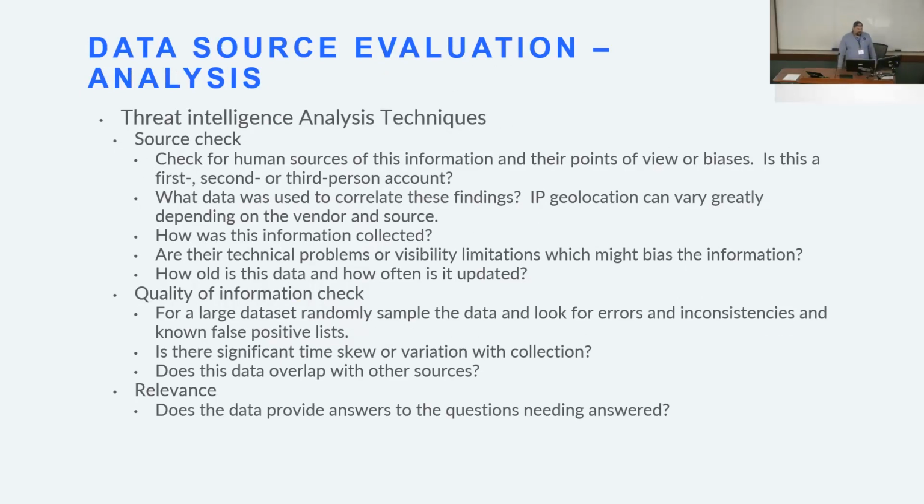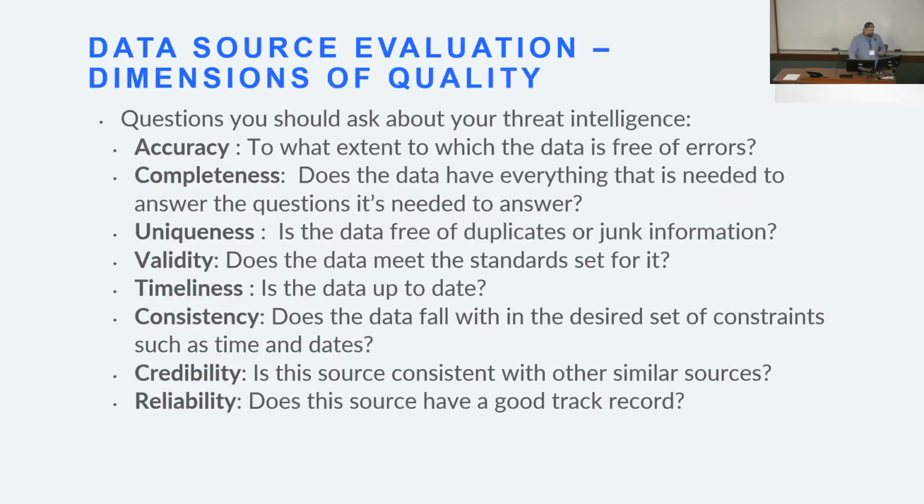So here's a few ways to get information about these dimensions. For instance, sources. Where did you get this source? Is it from your servers? Okay, then that's going to be pretty reliable. But if you're getting this from somebody else, you want to evaluate whether, if you got it from a person, it is firsthand information or secondhand information. You want to figure out what was used to correlate these findings. So there's a lot of questions here, and each of these will answer some of the questions on dimensions of quality.